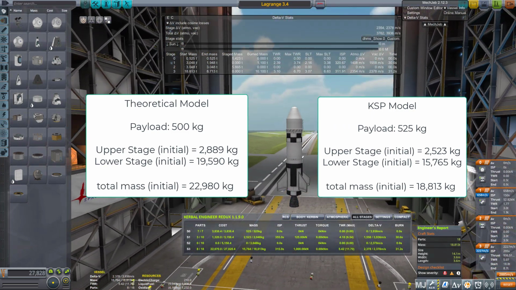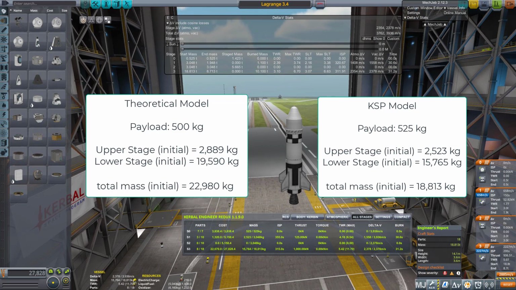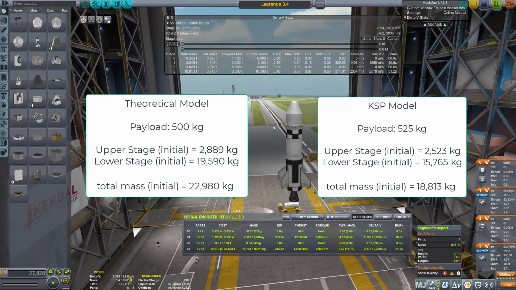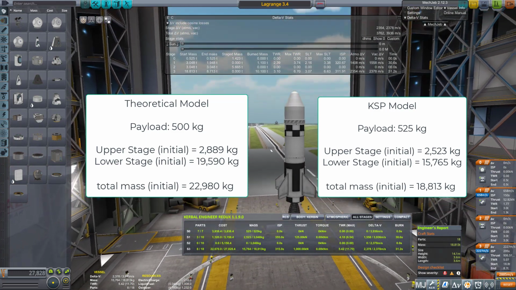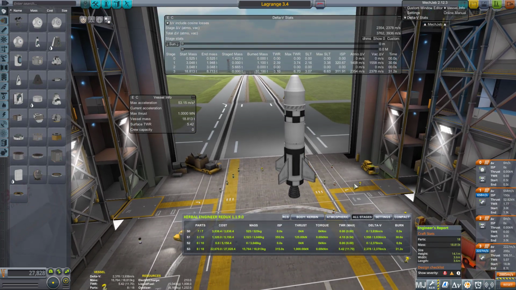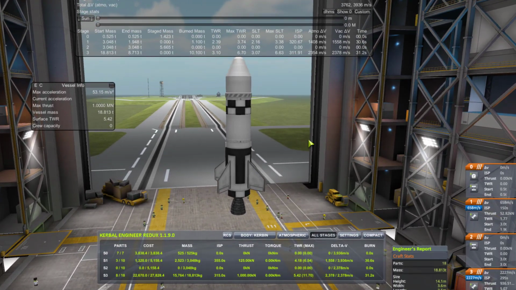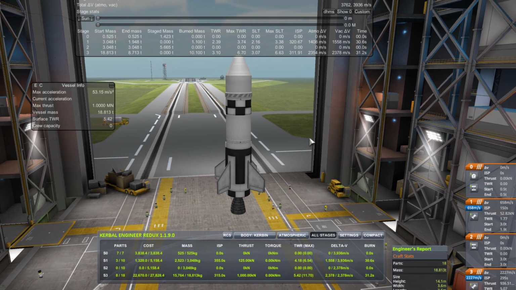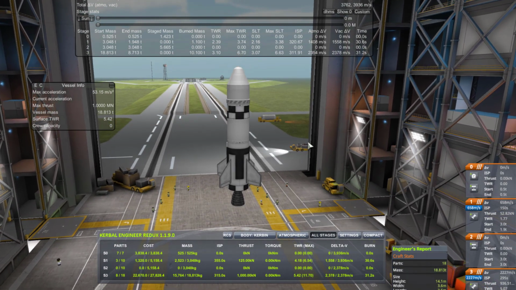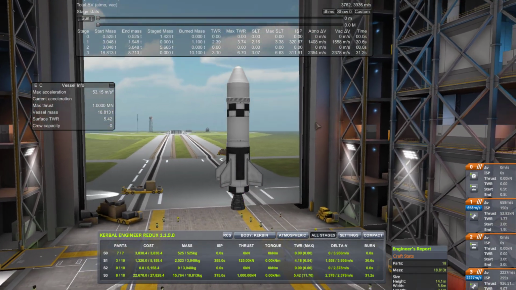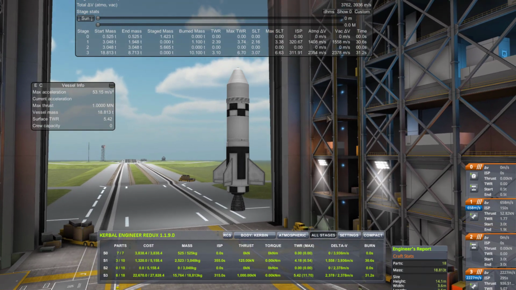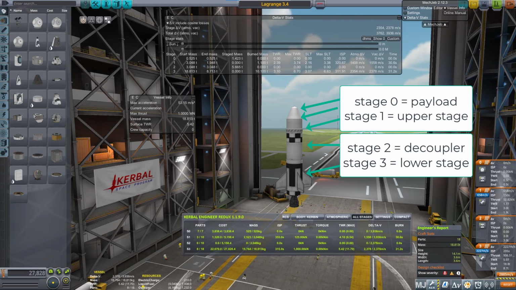One of the first things you have to know to compare these models closely is that in Kerbal Space Program, the stages are numbered in a reverse order than is the common practice in rocket design, and in a reverse order to what had followed all through this video. So, for example, here with this model in KSP, stage 0 is the payload. Stage 1 is the upper stage. Stage 2 is just a decoupler between stages. And stage 3 in this model in KSP is the lower stage.